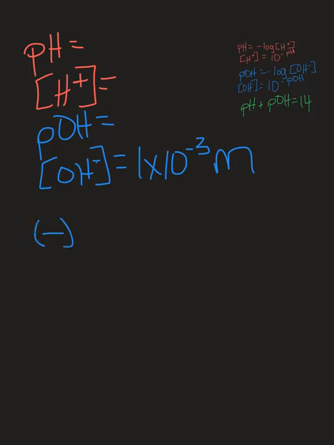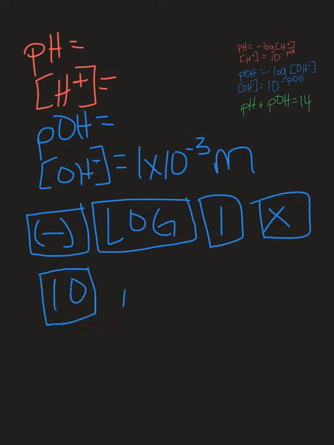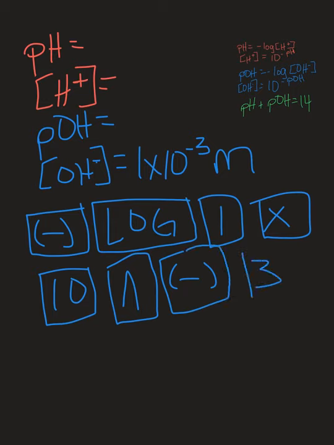So you would type in your negative key, log, 1, multiplication sign, the number 10, the little caret, your exponent key, your negative key, and the number 3. Negative log of 1 times 10 to the negative 3. And surprise, surprise, we get 3.